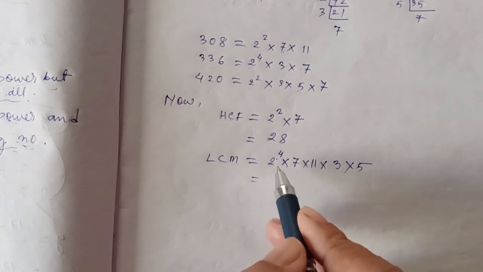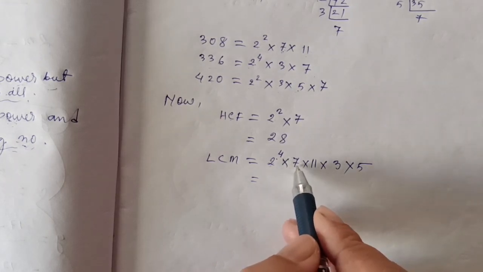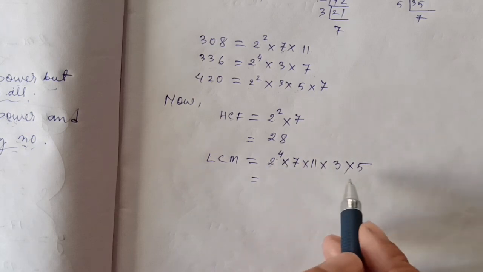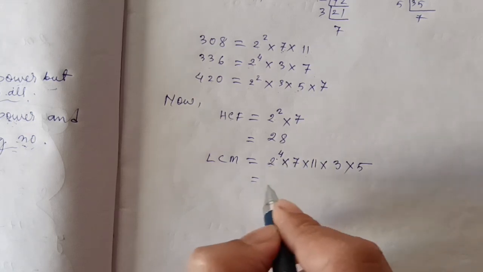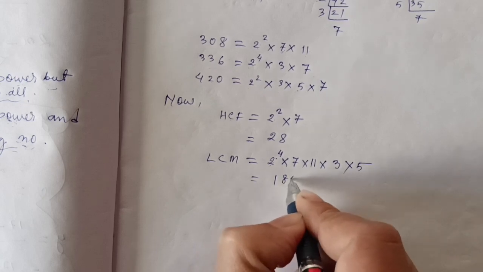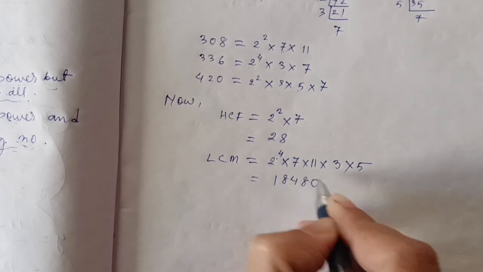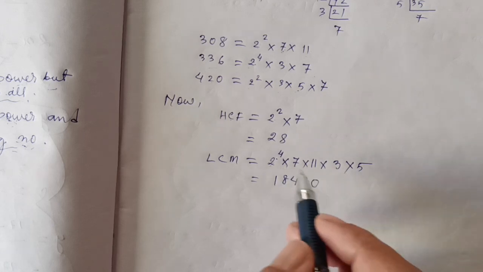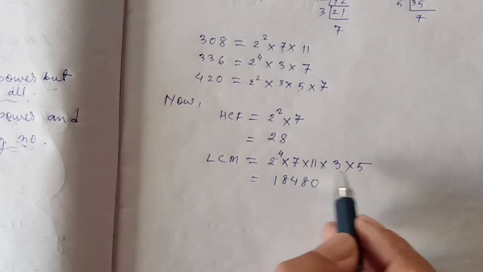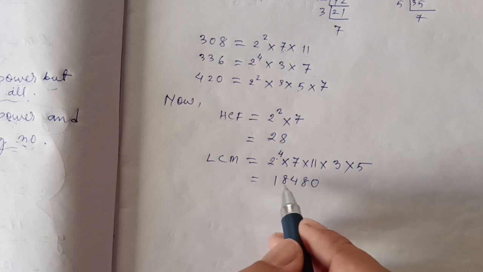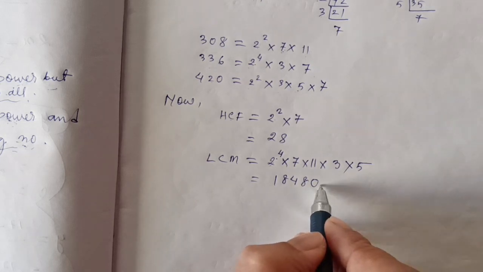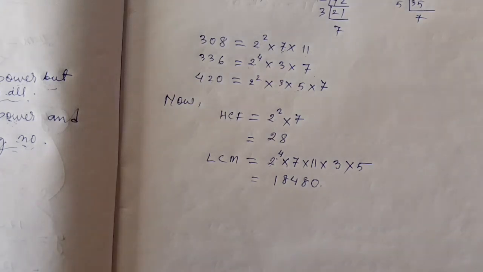Now let us multiply. So 2 raised to the power 4 multiplied with 7, 11, 3, 5. When you multiply all these numbers, you will get 18480. Let us not waste time, you find it out yourself. If you multiply all these numbers, you will get 18480. So this is the LCM.